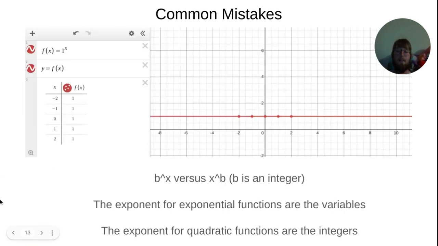Some other common mistakes. 1 to the x. Anything that has a base of 1 with a power is always going to be 1. So this just gives us a flat line that is always at 1.